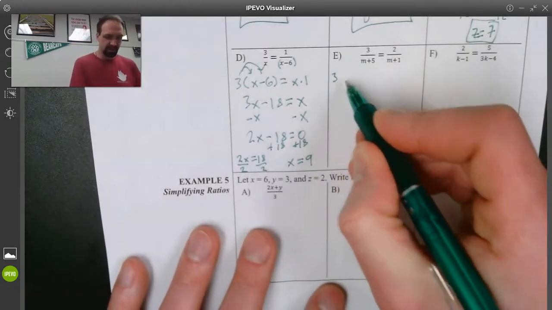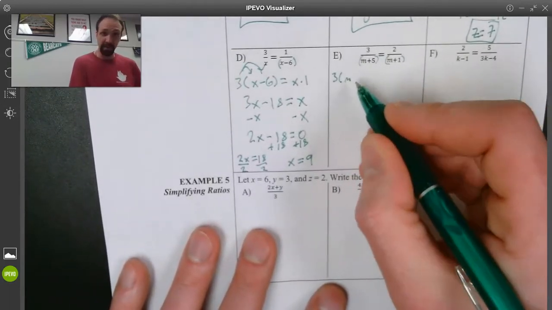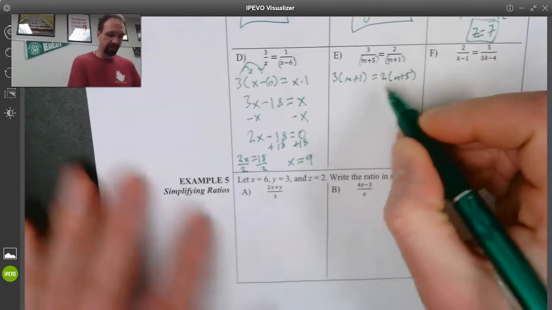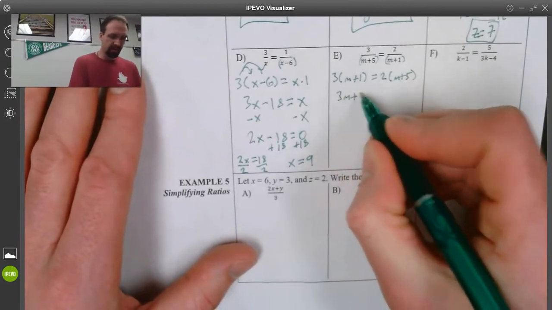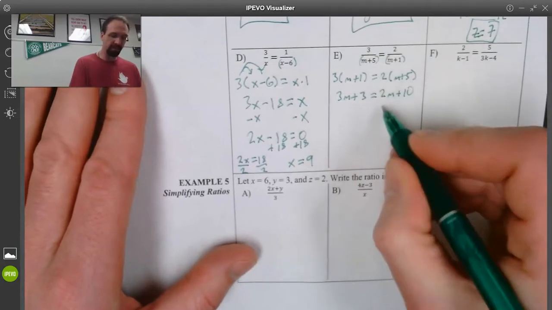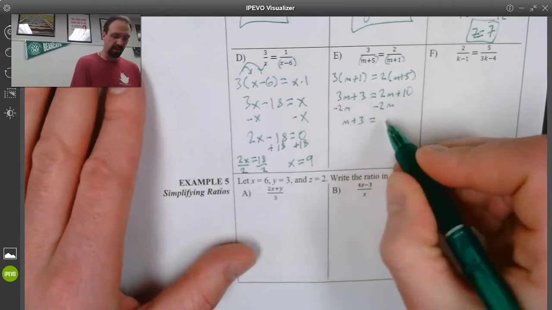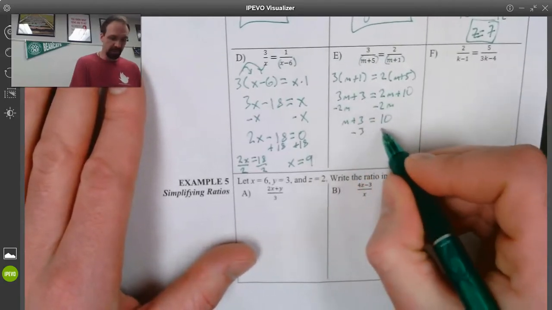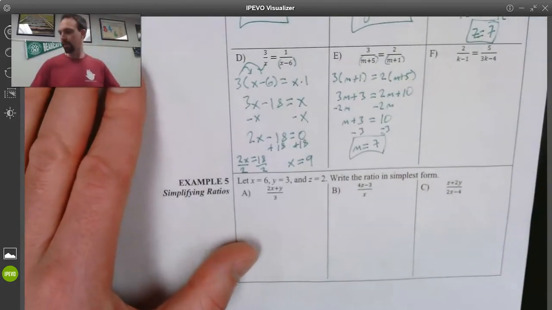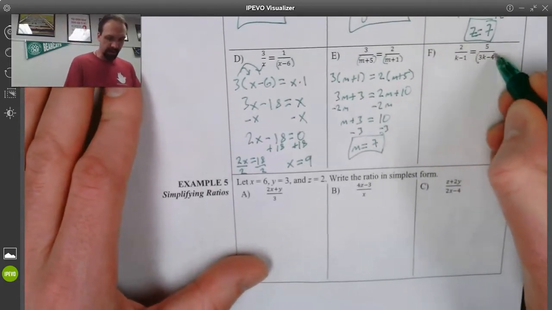Here, same idea. So 3, and then we've got 2 sets here. So this is going to be 3 times m plus 1 equals 2 times m plus 5. So that's going to be 3m plus 3 equals 2m plus 10. Minus 2m on both sides, and I get m plus 3 equals 10. Minus 3, and I get m equals 7. Good there.